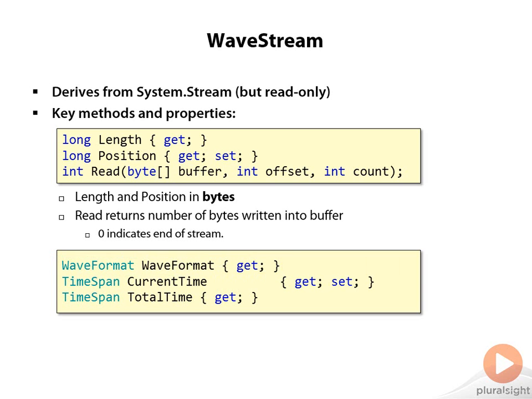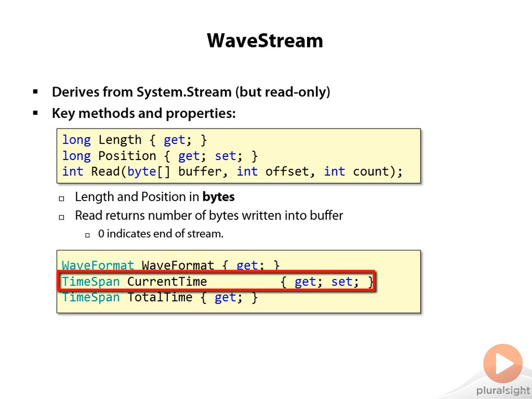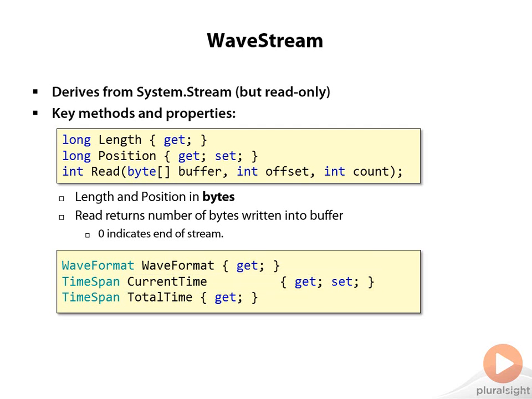There are also two helper properties. CurrentTime allows us to get and set our position in terms of a TimeSpan instead of a number of bytes, which is more convenient to work with. And TotalTime returns the length of the stream, again in terms of a TimeSpan, rather than number of bytes. All it's doing under the hood is using the average bytes per second from the WaveFormat to convert between time and bytes.